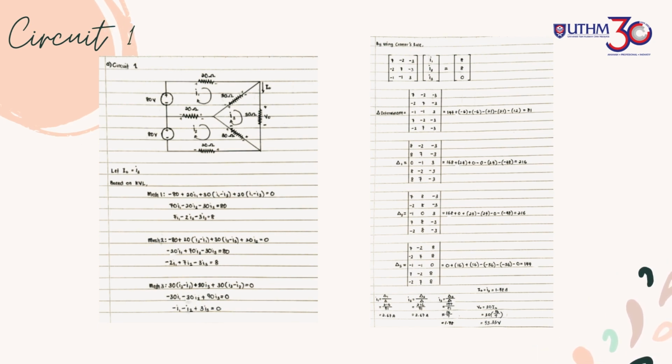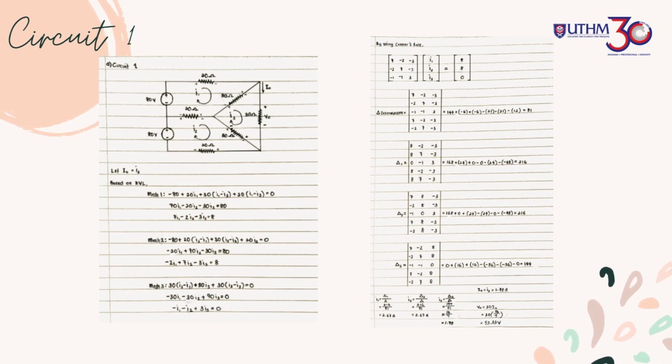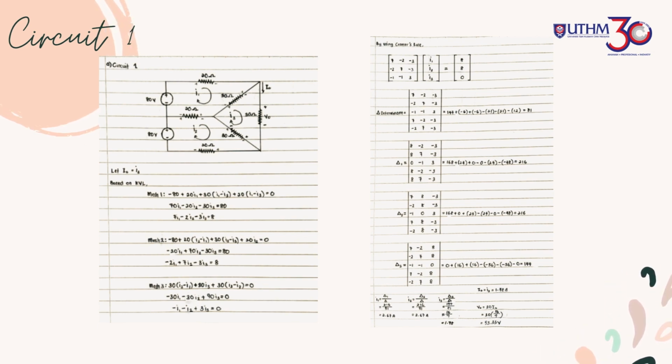Next, we apply KVL, which is Kirchhoff's voltage law, to each of the meshes. Next, use Ohm's law to express the voltage in terms of mesh currents, and afterward we will solve the resulting 3 simultaneous equations to get the mesh currents. By referring to the circuit given, we can assume I0 as I3.